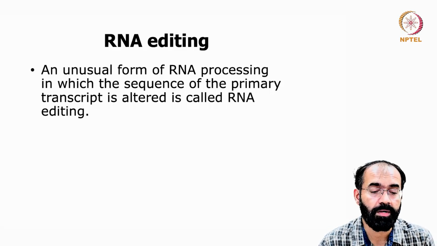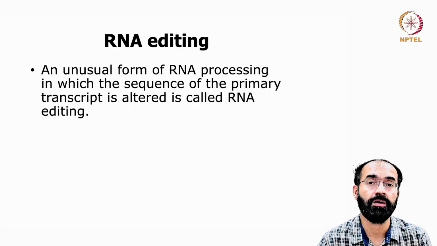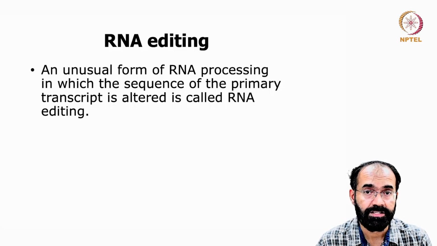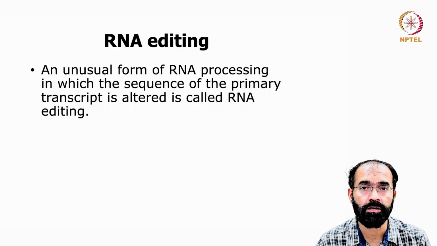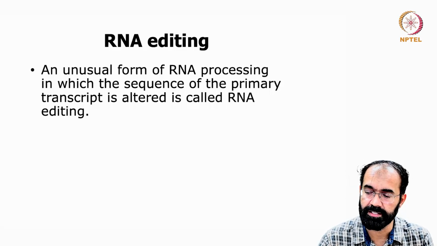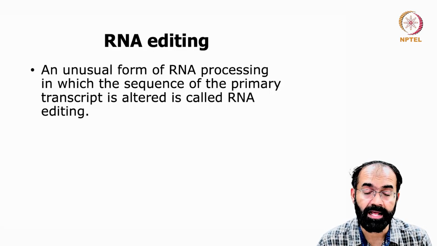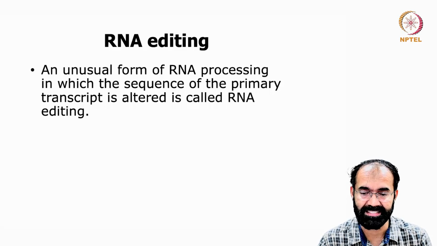Now, coming back to RNA editing: it is an unusual form of RNA processing in which the sequence of the primary transcript is altered, and this is called RNA editing. Whenever a change occurs at a specific base, we call it RNA editing. And RNA editing can cause a do-or-die situation. In some cases, the animal will not survive if the RNA is not edited. It is that important. We will see some examples.